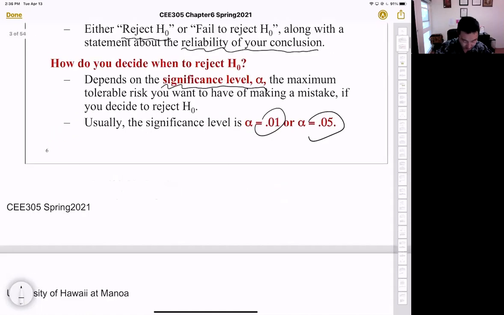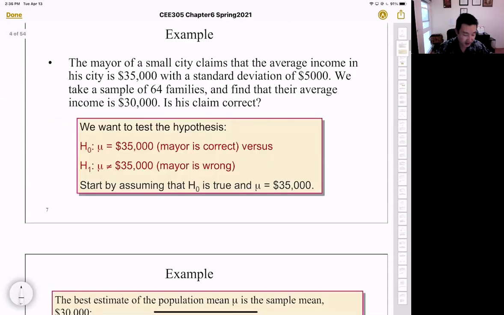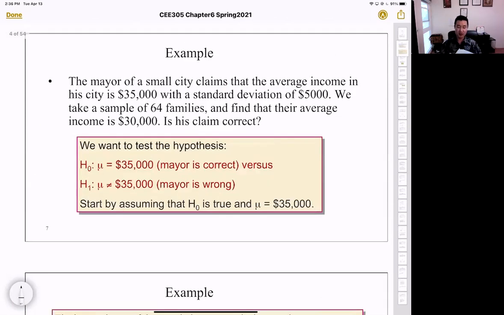All right. So we just discussed what a hypothesis test is, and what the null hypothesis is, H0 and H1. Then let's look at an example. The mayor of a small city claimed that the average income in his city is 35,000.